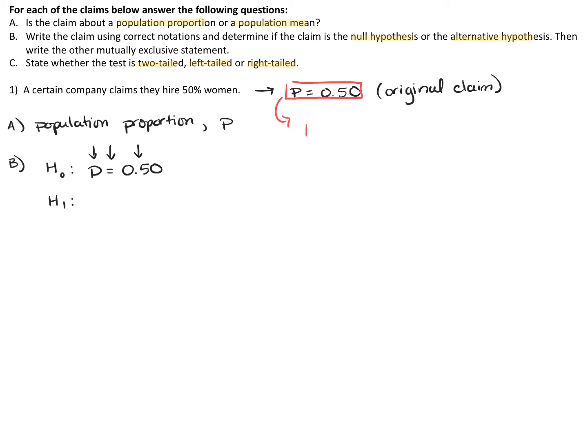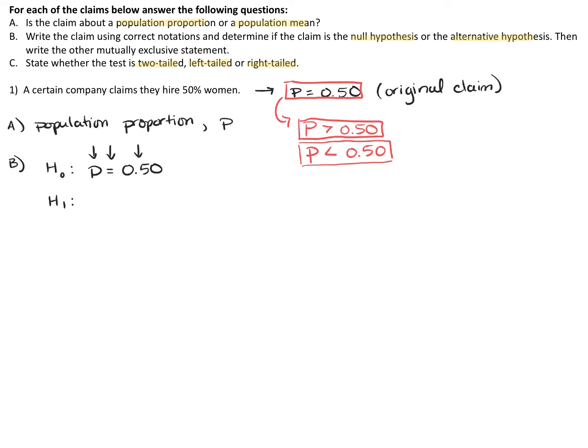So the alternative is that P is either going to be some value greater than 0.5. So that means that maybe the company does not hire 50% women, but they hire at a higher rate. Or if that's not true, then the other alternative is that perhaps they hire at a smaller rate. So instead of hiring 50% women, maybe they hire less than 50% women. And so we have, you can see here, 3 mutually exclusive statements, either P equals 0.50, or P is greater than 0.50, or P is less than 0.50.